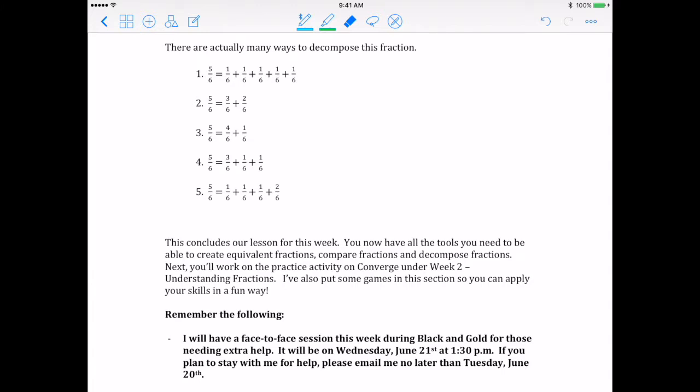Next, you'll work on the practice activity on Converge under Week 2, Understanding Fractions. I've also put some games in this section so you can apply your skills in a fun way.